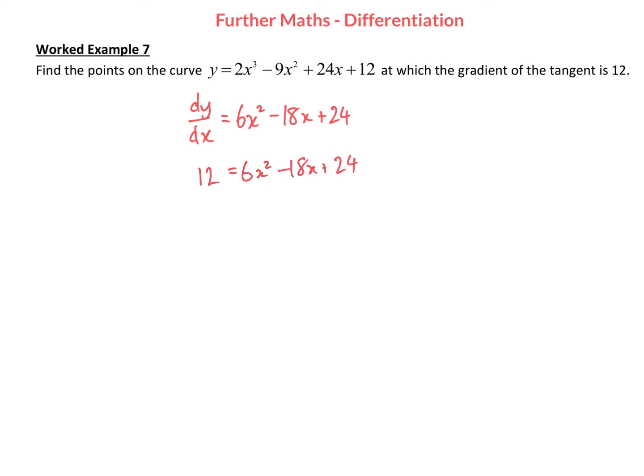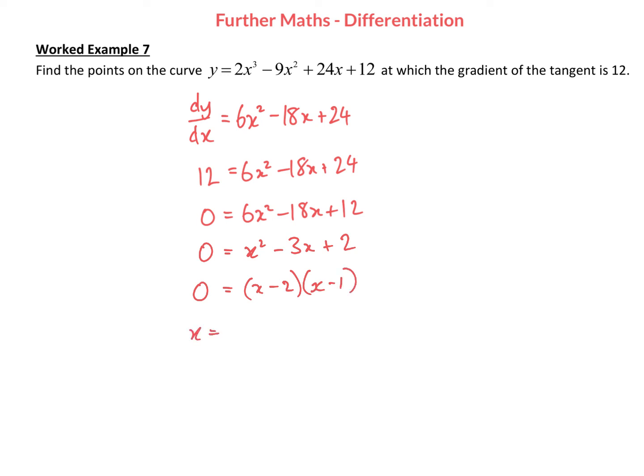And what we've got now is a quadratic equation. So let's bring everything to one side. 6x squared minus 18x plus 12. And I also notice here, just to make life easier, that all of these numbers and 0 are divisible by 6. So when I do that, I get x squared minus 3x plus 2. And that we can then factorise. Two numbers that multiply to give 2 and add to give minus 3 are minus 2 and minus 1. And so we get x equals 1 and x equals 2. So those are our x values.